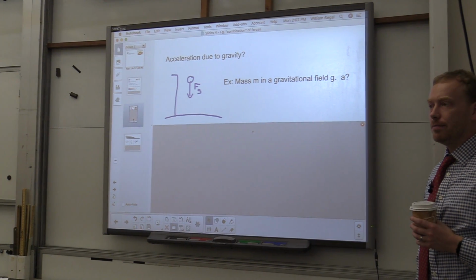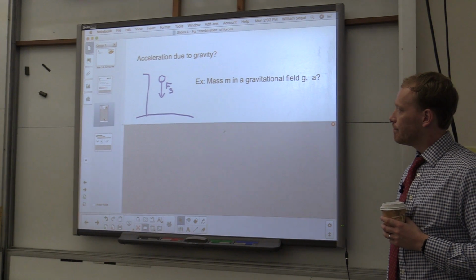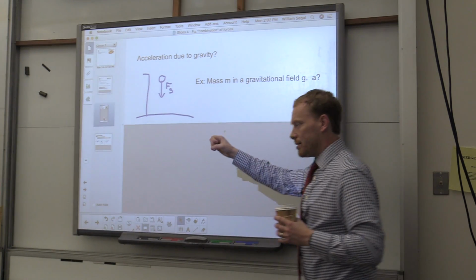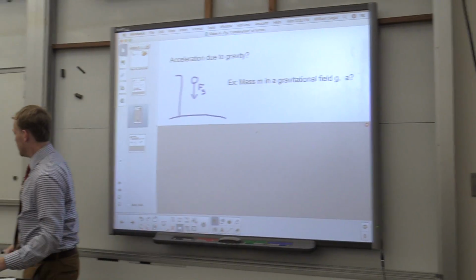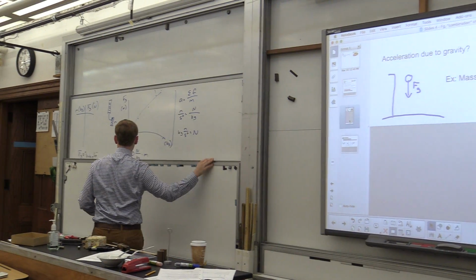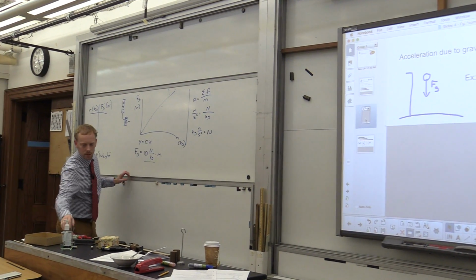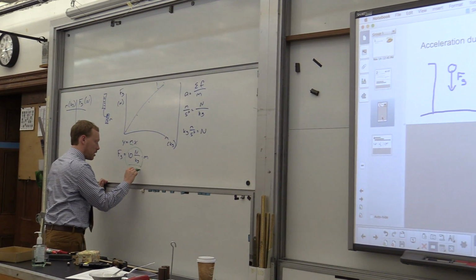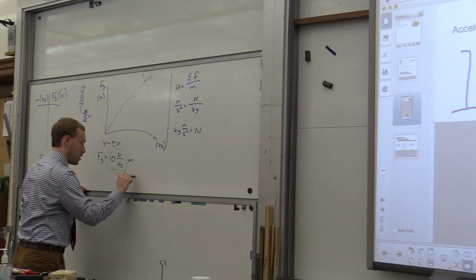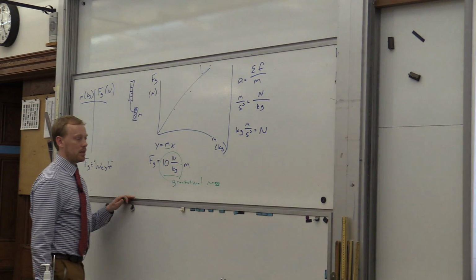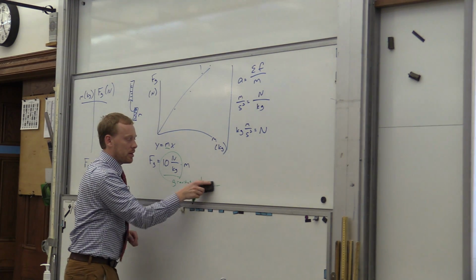Here's a physics problem. I take a mass, m, and I drop it. Let me do this on the board, actually. So there's gravitational mass there in green. Boy, that was not a good m.